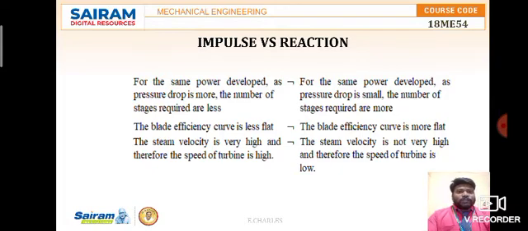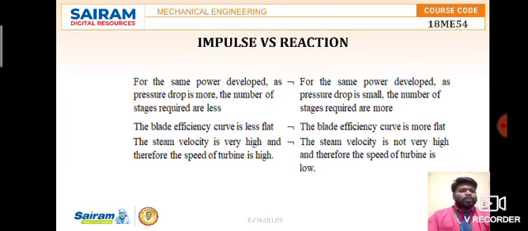And coming to the power developed, for the same power developed in the impulse turbine, the pressure drop is more and the number of stages required is less. In each and every stage there will be a drop in the pressure, so many stages are not required. The stages can be fewer because a large pressure drop takes place inside. But for the same power developed in the reaction turbine, the pressure drop will be small.